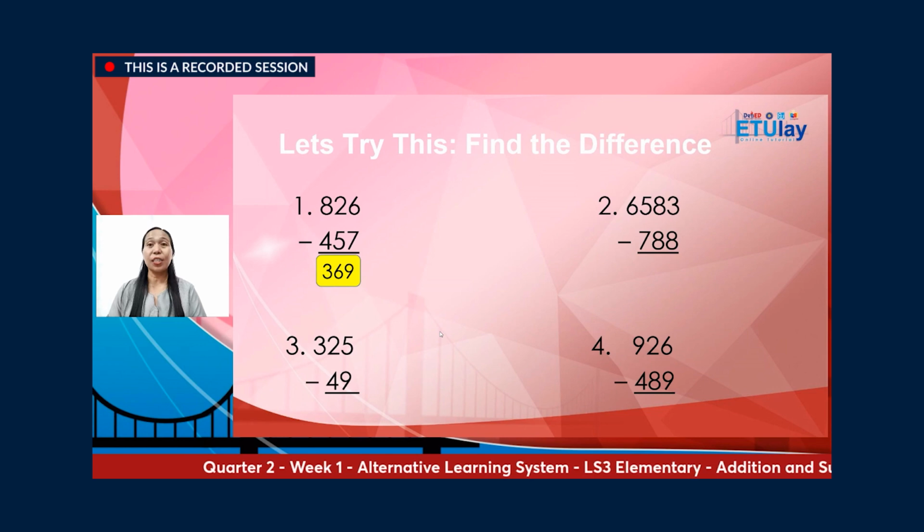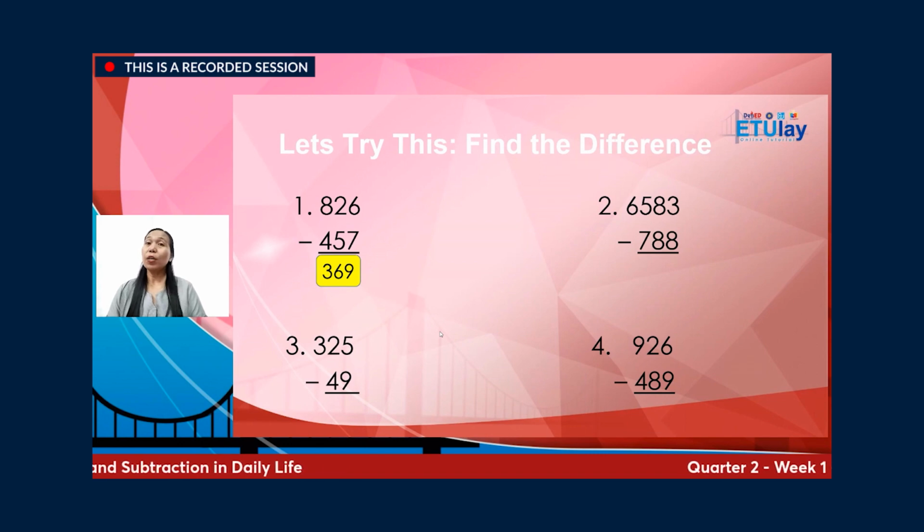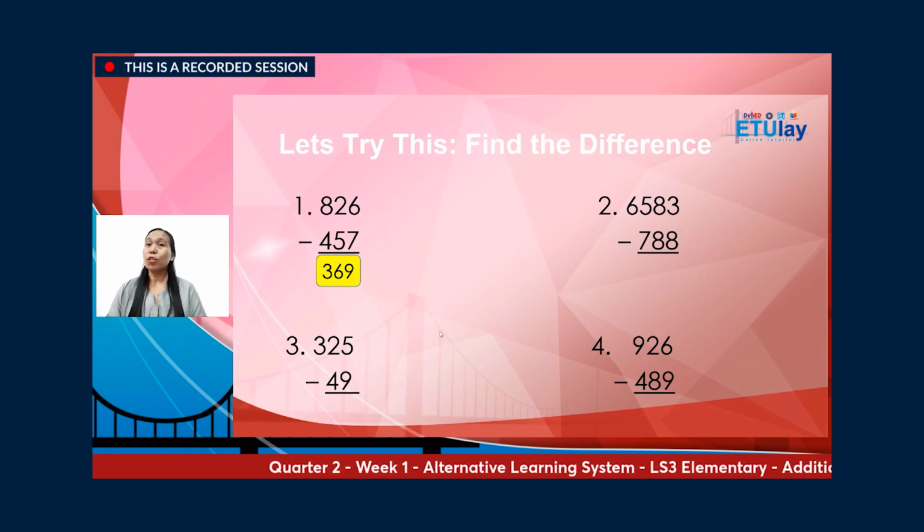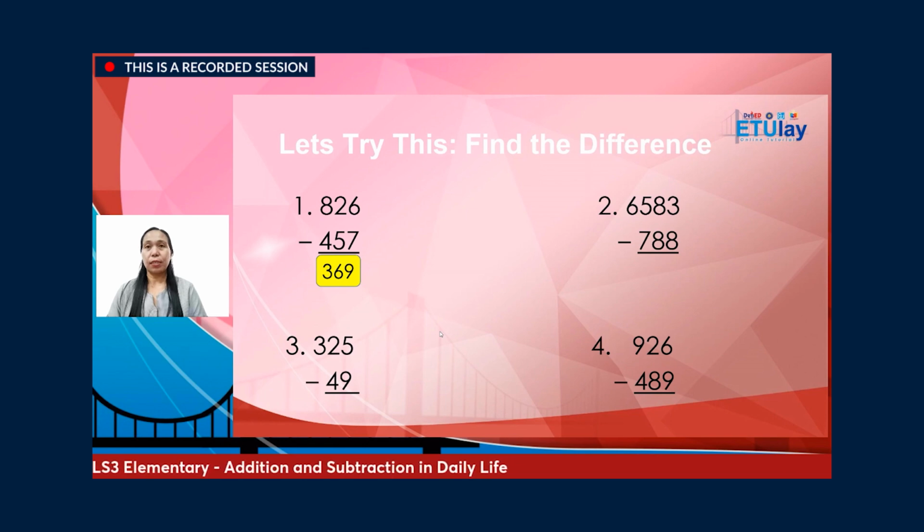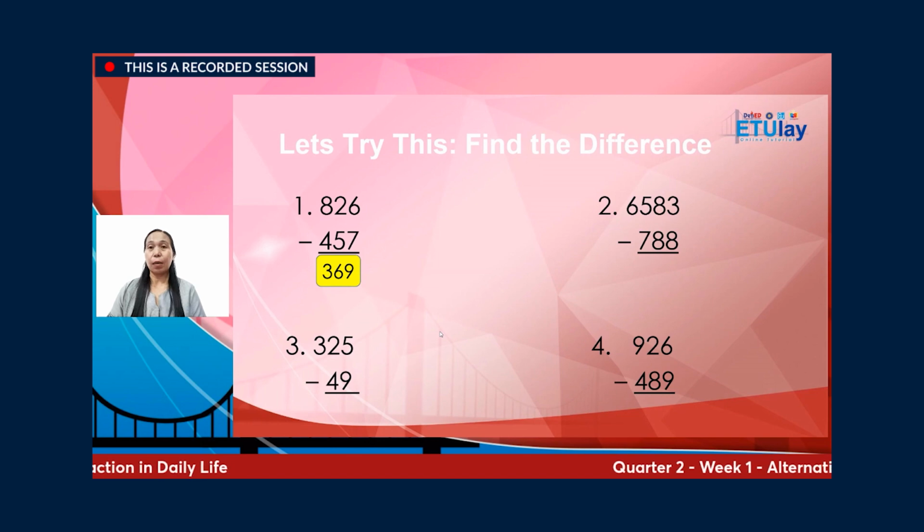First, we are to subtract the ones place. 6 minus 7 cannot be. We need to borrow 1 from 2. And now we have 16 minus 7 is 9. We borrowed 1 from 2, therefore it is already 1. Minus 5 cannot be. We need to borrow 1 again from 8. So we have 11 minus 5, it's 6. And 7 minus 4, it's 3. Hope you got it. If you don't, we still have number 2.